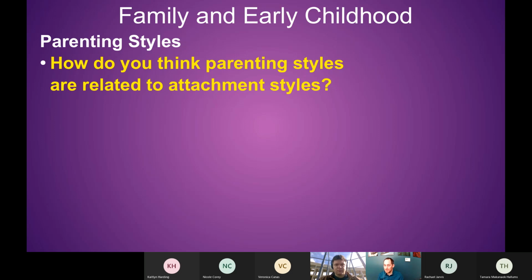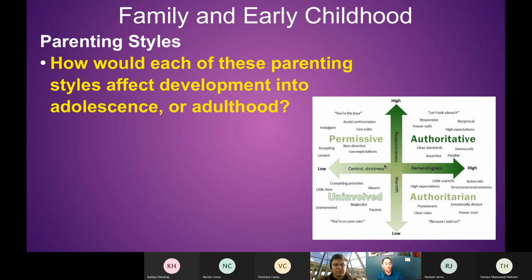Yep, authoritative. Really good. So very good job. So when you have a parent who, again, is high on warmth as well as high on those demands and a structure, it is more likely that the child will be securely attached. Again, there's other variables that go into that as well. Just because you are an authoritative parent does not necessarily mean that your child will be securely attached, right? But if you are responding with warmth, if you have clear structure in the house, it's more likely.